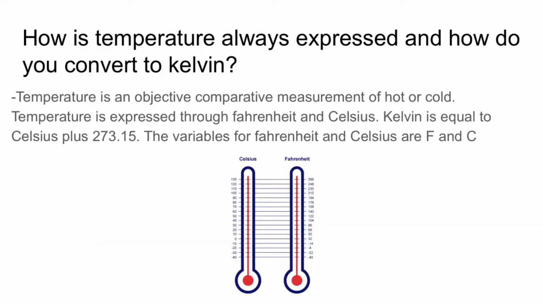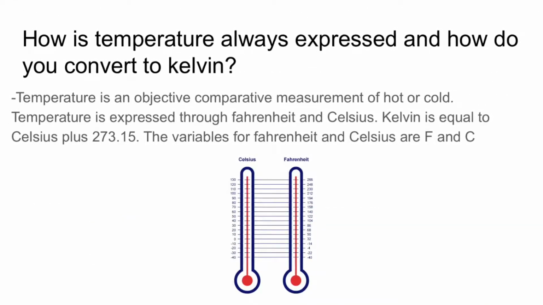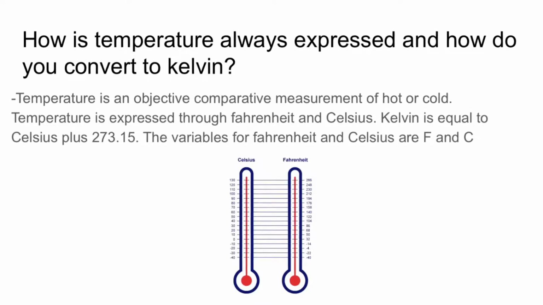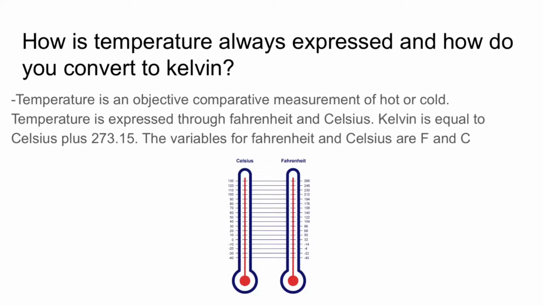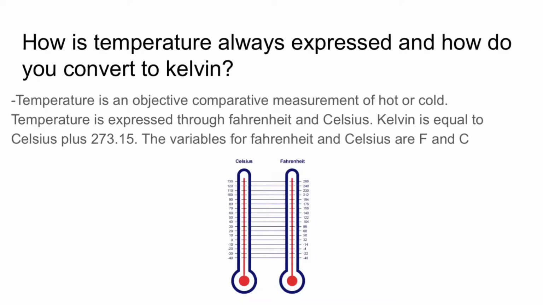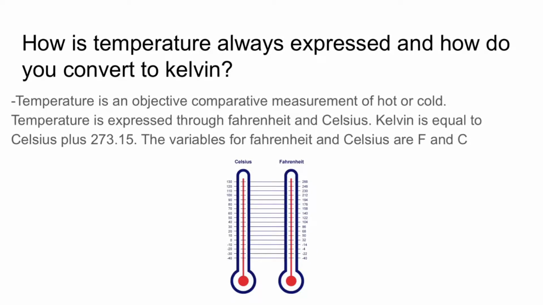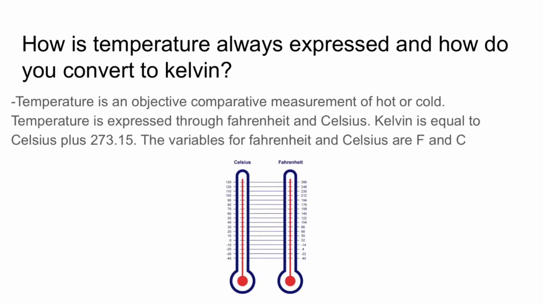How is temperature always expressed and how do you convert to Kelvin? Temperature is an objective comparative measurement of hot or cold. Temperature is expressed through Fahrenheit and Celsius. Kelvin is equal to Celsius plus 273.15. The variables for Fahrenheit and Celsius are F and C.